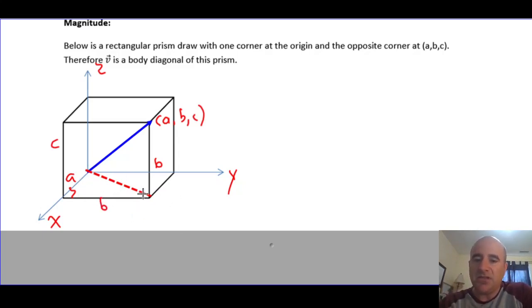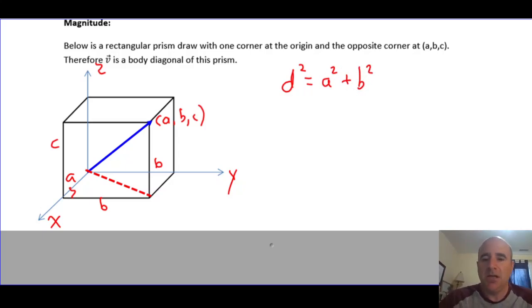This right here, I'm going to call D. D squared is equal to A squared plus B squared, just from the Pythagorean theorem. I better label it D.